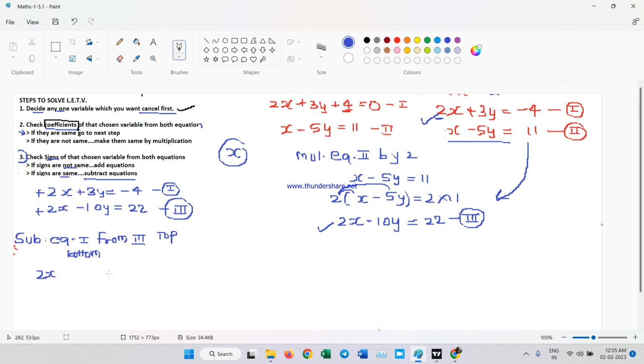2x, अच्छा ओके, let me take some more space over here. 2x minus 10y is equals to 22, and here 2x plus 3y is equals to minus 4. And as I told you, I will give the signs to all 6 terms. This is plus, this is plus, this is minus, this is plus, this is plus. I have given signs to all 6 terms. 4 terms on LHS and 2 terms on RHS.